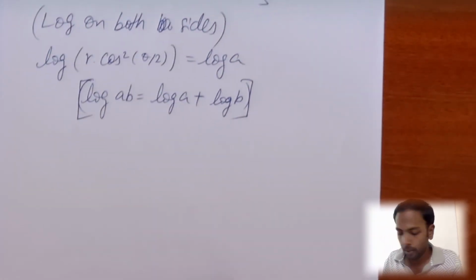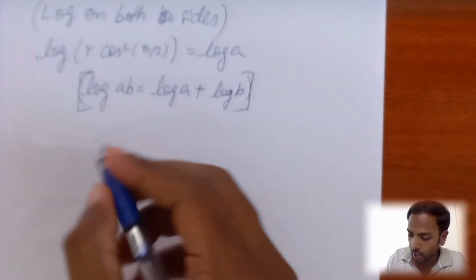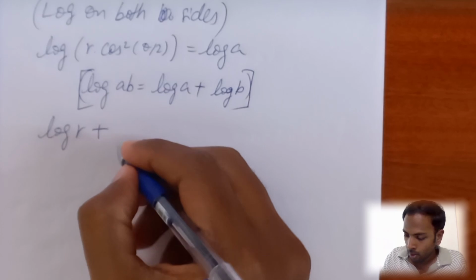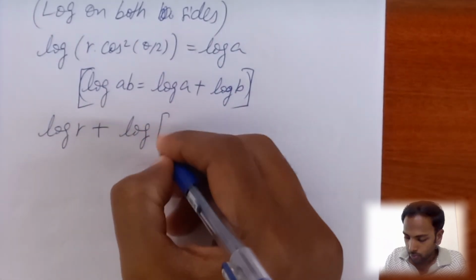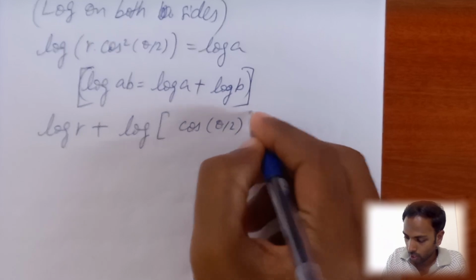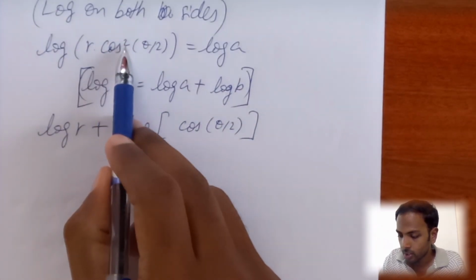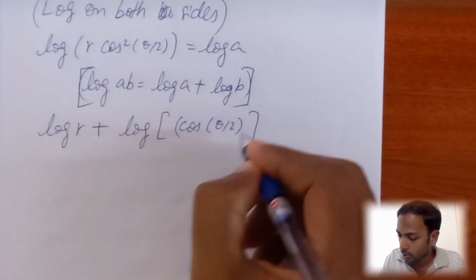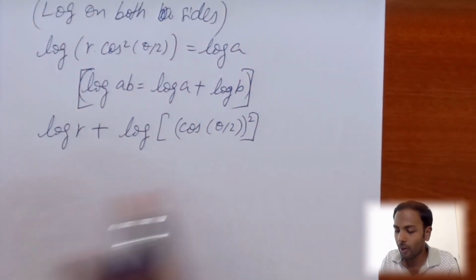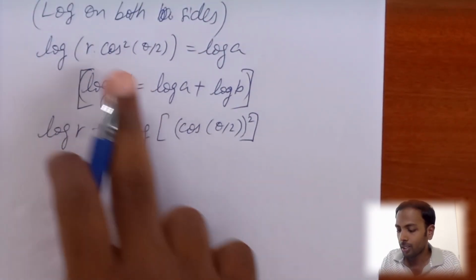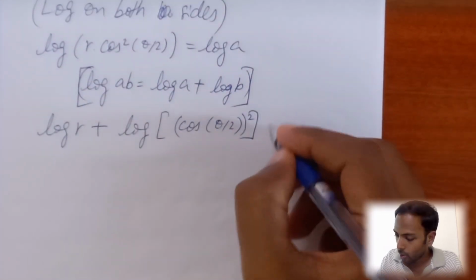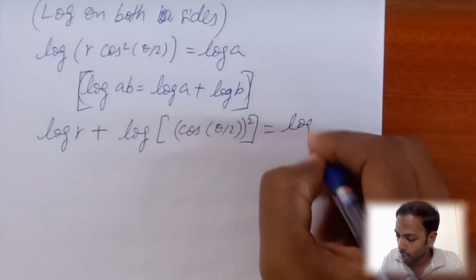After applying the formula, you will get log r plus log of cos of theta by 2, and this square I can write like this, no problem. Both are the same, just the representation differs. I'll tell you why I represented it like this. It's just the representation that changed, nothing else. The right side is the same, log a.